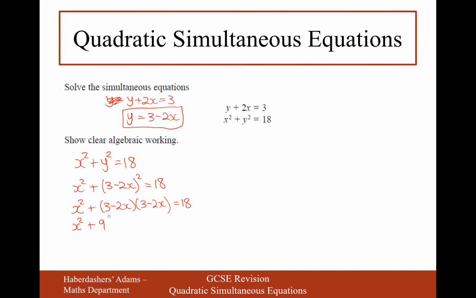We're going to get 9 minus 6x minus another 6x, that would be minus 12x, and then minus 2x times minus 2x is 4x squared, positive from two negatives. Let's now simplify. It's going to be 5x squared, minus 12x, and then 9 take away 18, I'll have minus 9. Okay, so this is now our quadratic equation. And let's see if we can factorize this.